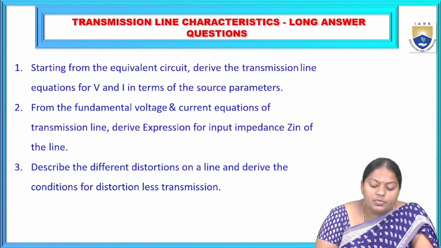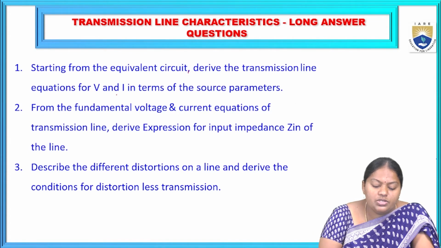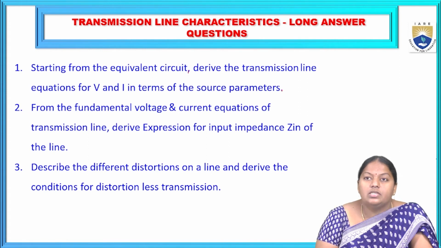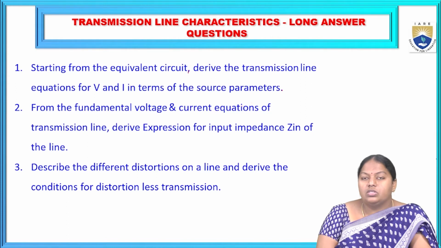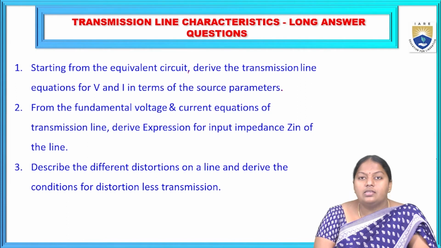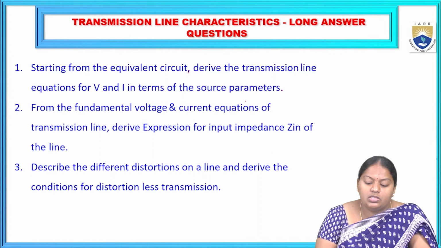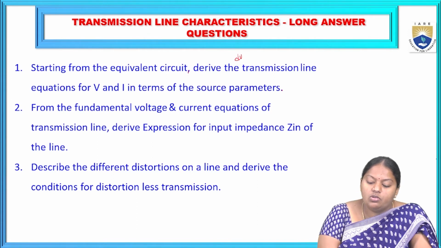So here, starting from the equivalent circuit, derive the transmission line equations for V and I in terms of source parameters. In order to write the equations, first we need to draw the lumped element equivalent circuit of a transmission line, which includes all the primary constants of a transmission line: R, L, G, C. Then we apply KVL or KCL to write simple equations. Then we consider differential components of both the voltage and current equations.